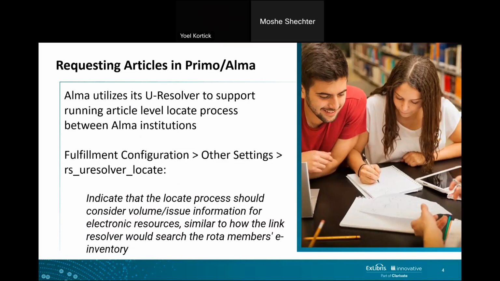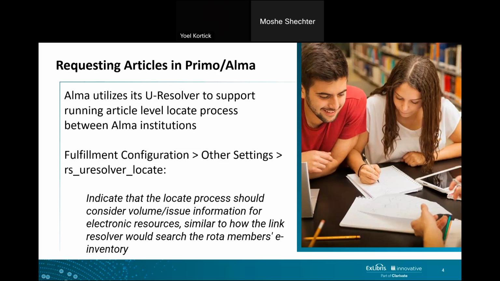Okay, so we know there's a locate process in ALMA that enables a ROTA on the borrower side to be created based on known information about what lenders own. The basic process searches the lender's database, whether ALMA or not, by metadata, ISBN, title, whatever you configure the process to do. But when we're talking about physical resources, it is not able to identify whether the specific issue that you may be looking for, the specific article, is indeed owned by the lender.